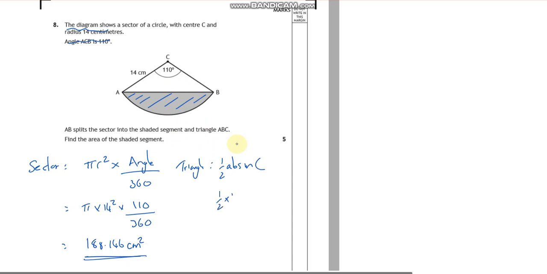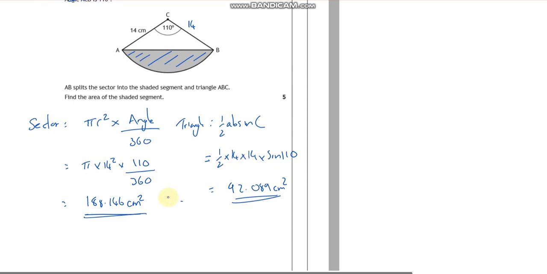So the a and the b are just 14. And don't forget with this, you need to make sure that angle is in the middle of the two lengths you use, hence ABC. If that's A and B, then that's angle C, sorry. And sine C is, so that'll be times sine of 110. That equals 92.089 centimetres squared. And we'll just do the difference, so we'll do that one, take away that one, and that's going to come out as 96.056, something like that. Okay, that for five marks is absolutely excellent.